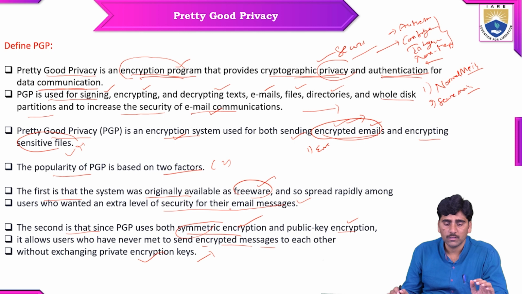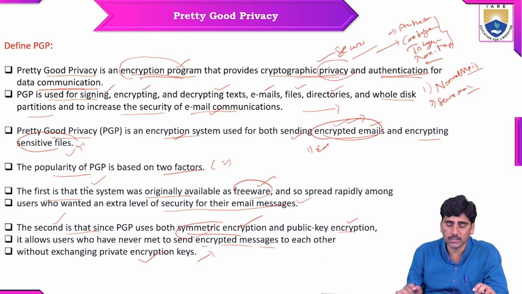That means if a user wants to send a mail to another user, he can encrypt the data, apply the keys, and give the keys to the destination side, or host B, so that the other person is able to read that file by applying the keys. Because of these two factors, PGP has become popular. So this is the definition and the basic introduction of PGP.